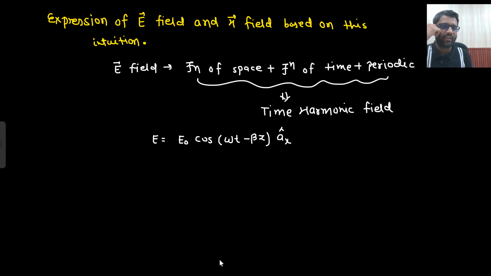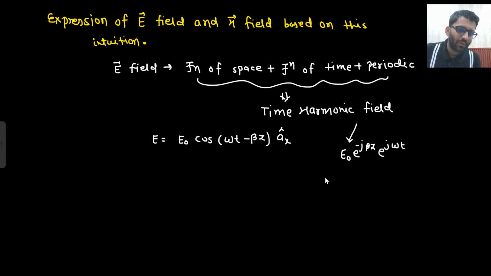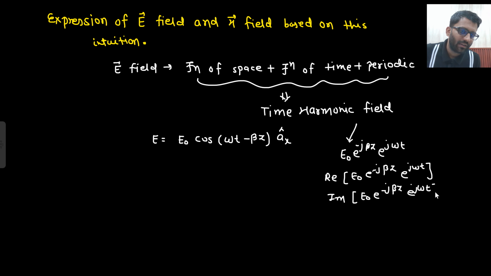Is this the only way of writing down the equation? No. Actually, there could be three possible ways. How you could have written? There were three possible ways. E naught e to the power minus j beta z e to the power j omega t, or you could have taken the real part of that, or you could have taken the imaginary part of that. There are three possible ways of writing down a time harmonic vector field, but we will take the real part for analysis purpose.